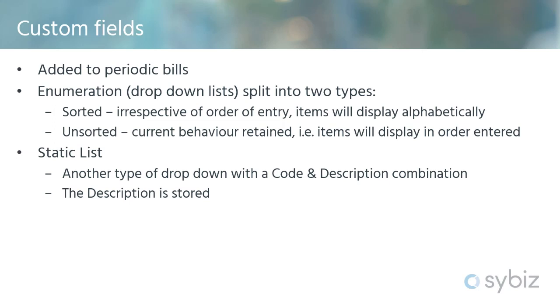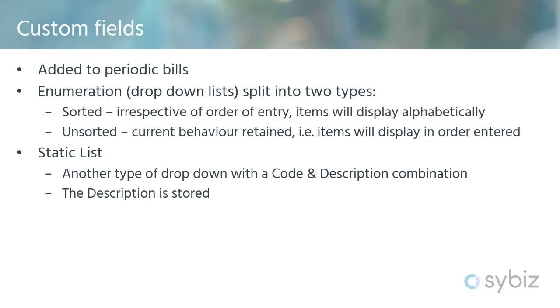So the unsorted list is basically the current behavior that you have with those enumeration types of custom fields, where the order of the items within those drop-down lists will be reflective of the order in which you've entered them into the UI. Whereas with the sorted list, it doesn't matter which way you enter them into the list, they will be displayed alphabetically when you go to select them.